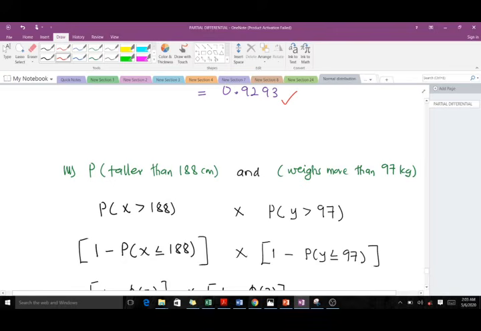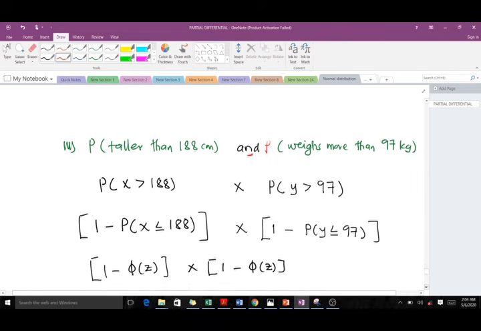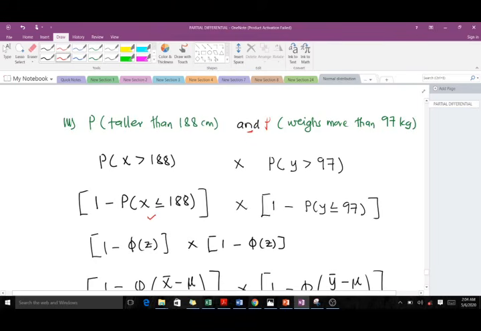So let's come to the solution. It's the probability of a footballer being taller than 188 centimeters and who weighs more than 97 kilograms. So remember that in probability and statistics, when you say "and", the "and" stands for multiplication. When you say "or", the "or" stands for addition. So this is just the probability of s being greater than 188 times the probability of y being greater than 97. And this here is the same as this. I hope you know why, from the rules, right? This is the same as this too. I hope you know why.